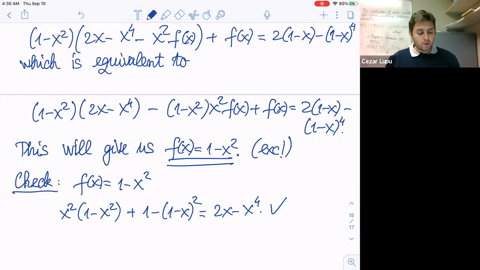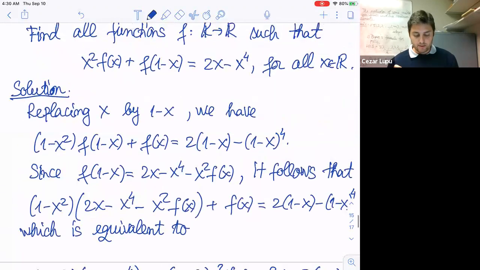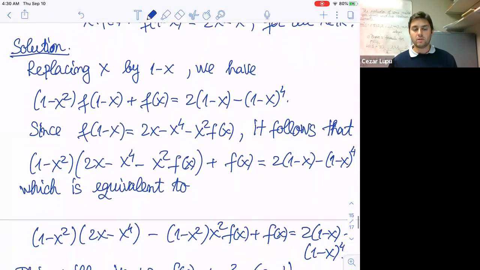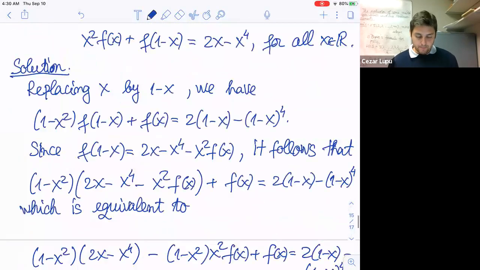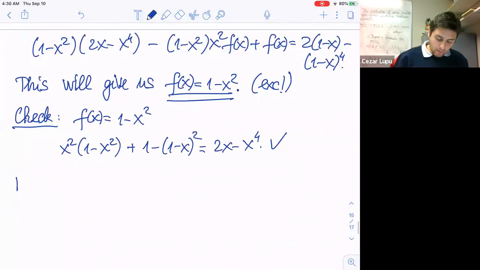Okay, so this is a very easy functional equation, but what I have in mind, and this is a must for you because we will do this when we talk about continuity, is the other problem called the Cauchy functional equation.